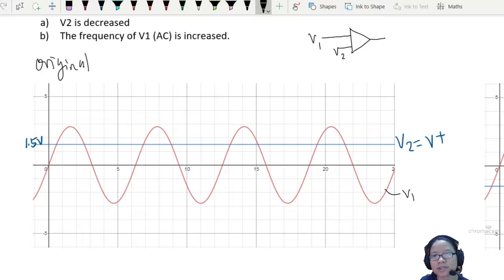And the output is drawn in the question. So go watch that video first, then come back again, all right? Then I'll run you through the actual question. So this is minus, this is plus, and the supply is plus minus 5 volt. All right, so this is the actual circuit drawing.